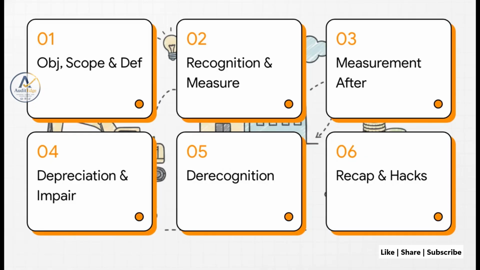All right, here is our roadmap for this explainer. We'll be looking at 1. Objective, scope, and definitions. 2. Recognition and initial measurement. 3. Measurement after recognition. 4. Depreciation and impairment. 5. Derecognition and disclosures, and finally 6, a master recap with some really handy hacks.